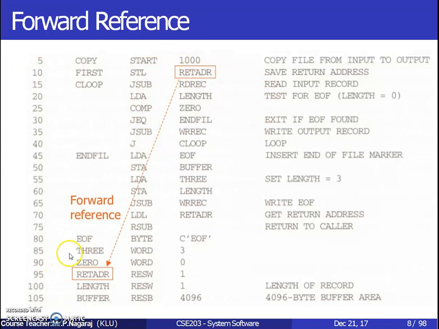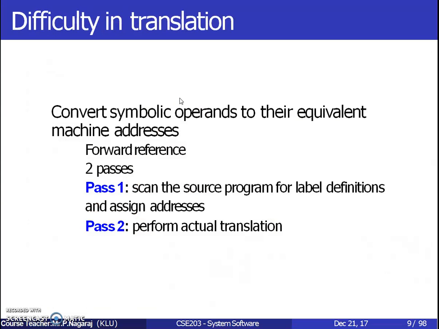Then this problem is called which one? Forward reference problem. To avoid this problem, we are going to take care of two algorithms. This is called the assembler algorithm and data structure. The first one is Pass 1, the second one is Pass 2. Pass 1 always scans the entire source program for label definitions and assigns addresses to each and every symbol. Second one, Pass 2, performs the actual translation. It will construct the object program.